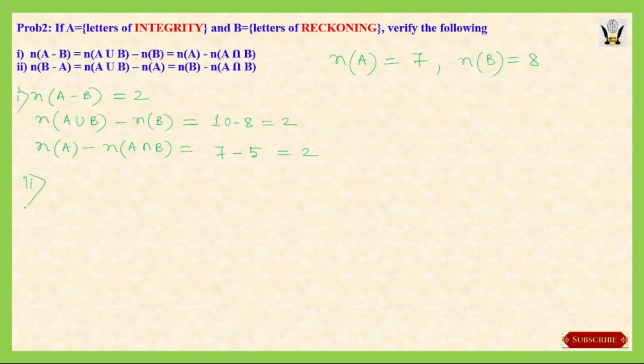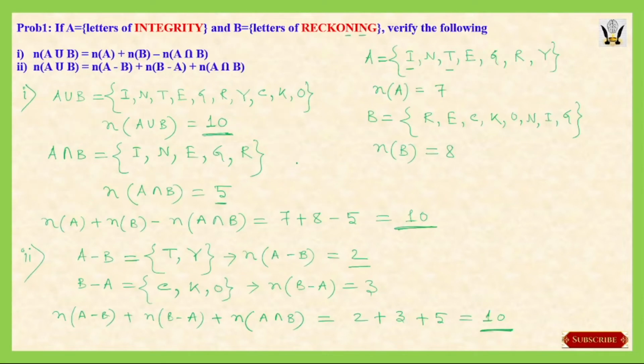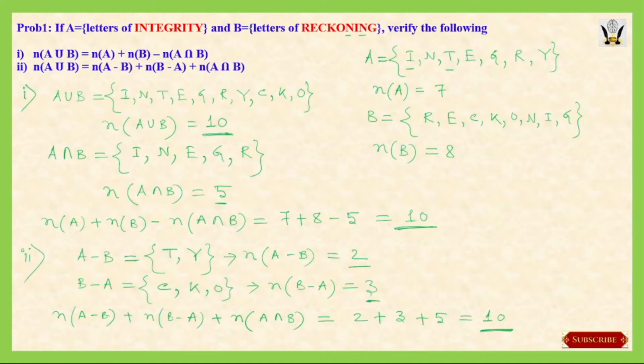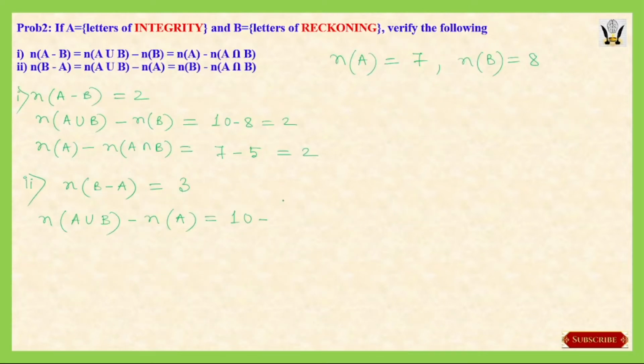Now the second problem sum. Here again we have to first find the cardinal number of the difference operation between B and A, and that we have already found, and that is 3. And the second part says that we have to find the cardinal number of the union operation between A and B, and from there we have to subtract the cardinal number of A. This union operation value is 10 and n of A is 7. So 10 minus 7 is 3.